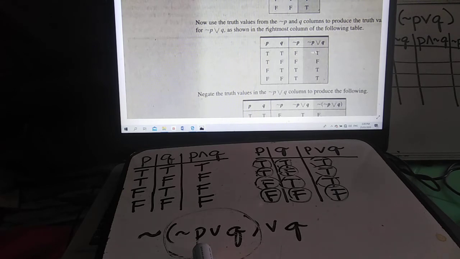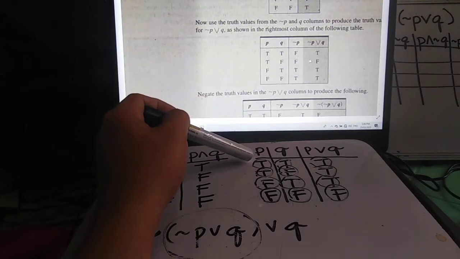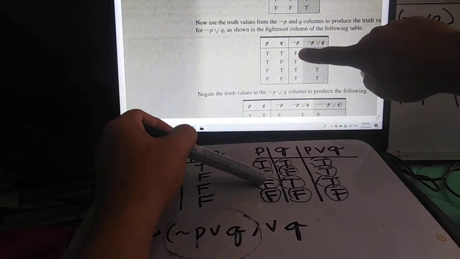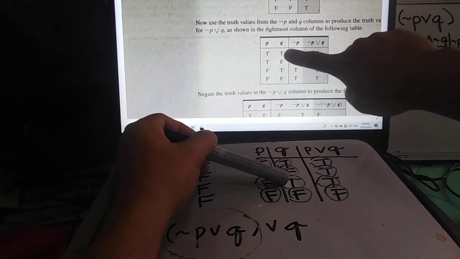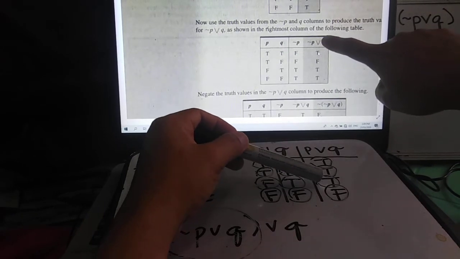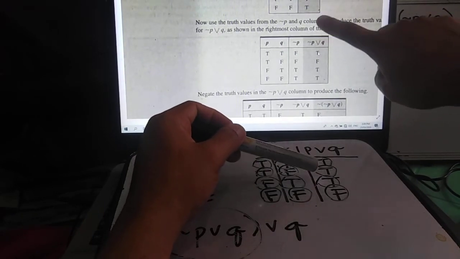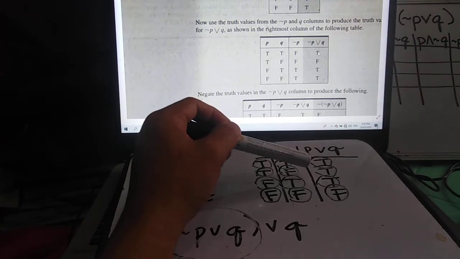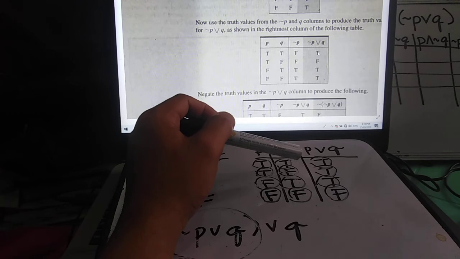Since this is a disjunction, if the first statement, not P, is false and Q is true, the value is true. So if the first statement is false and the second statement is true, the value is true. Remember, in a disjunction, as long as it has a true statement, the value under the disjunction is true.